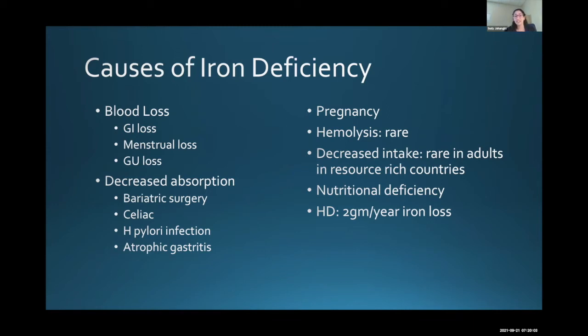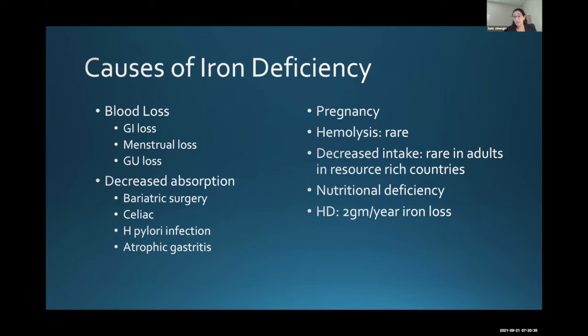This is particularly true in any gastric surgery patients, including bypass patients, and anybody with celiac disease that's causing impairment of that duodenal absorption. H. pylori infection or atrophic gastritis impact the acidification of iron and subsequent absorption. Pregnancy, as we mentioned, involves 1 gram of loss per pregnancy, and so somebody who's multiparous, especially in a short time, may not be able to keep up with that. And so in those patients, they can become iron deficient.